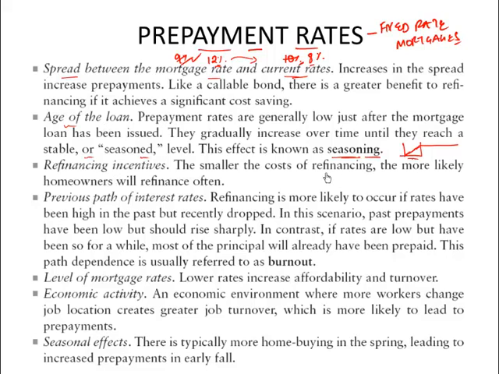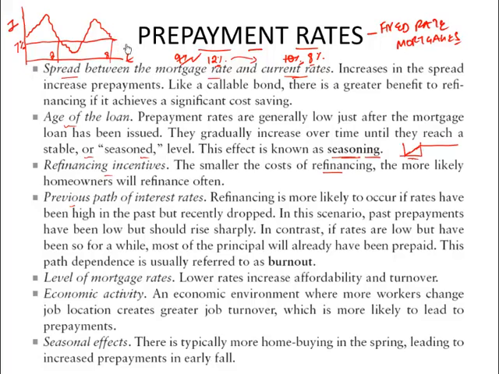If the cost of refinancing is low, then people will likely refinance, as there's no penalty or there's no extra percentage that they have to pay on refinancing. The previous path of interest rates also has an impact. So the y-axis here is the interest rate and the x-axis is the time. As time passes, let's say interest rates went up, then they went down, then they went up again, and then they went down. So the interest rate was 7% at t equal to 2 also, and at t equal to 8 also.